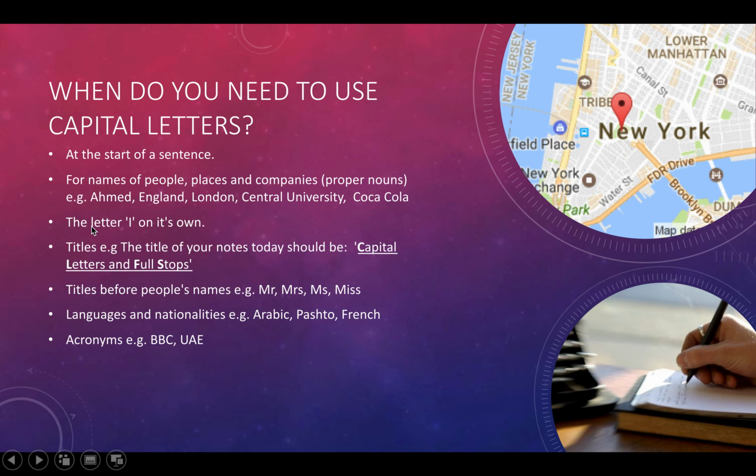The other time you need to use capital letters is when you're using the letter I on its own. So my friend and I went to the cinema yesterday. I would use an I as a capital letter in that sentence.